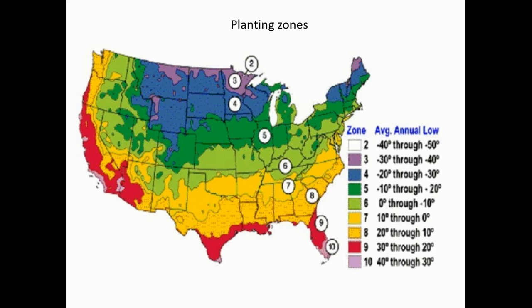So this map shows planting zones. And as you can see, it's color coded. And then over on the side, it's got average annual low. Okay, so you don't even see white on this map, but if you look at the purple, negative 30 degrees through negative 40 degrees. So there are not very many places that get that cold in the United States.